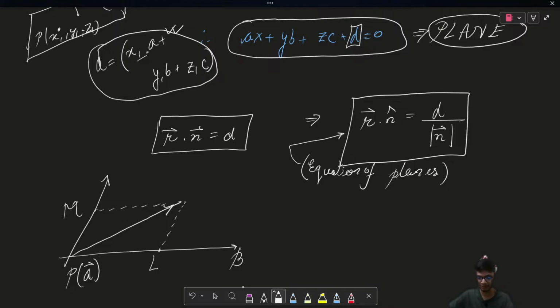We've already seen this result, that any linear combination of a vector and b vector will definitely lie in the same plane, or they are coplanar, right? So using that result, if P is this particular point and L is this way, right? And M is over here, right?